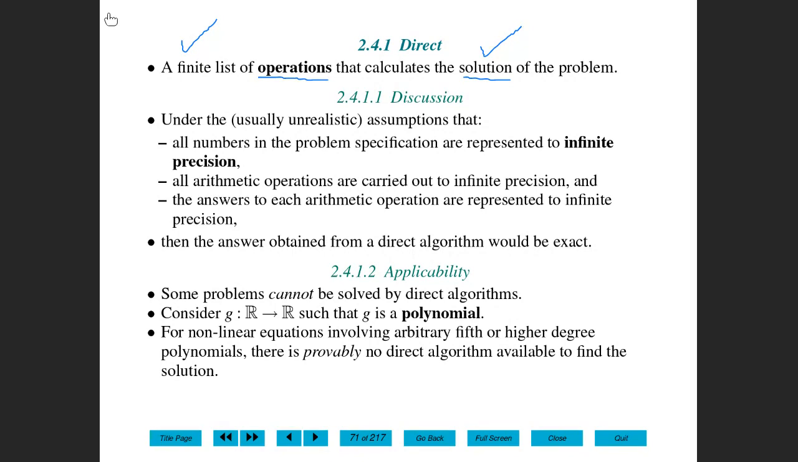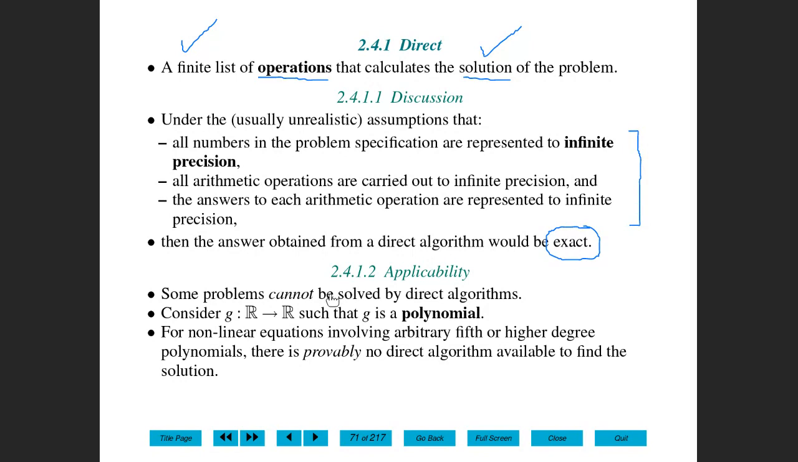And then, if you follow all this, for example, the numbers are with infinite precision and you are carrying out the arithmetic operations with infinite precision, then one thing is good: you will get your answer as exact. But the cost associated with that is what we call exorbitant, which is too much. So practically, this algorithm is not really helpful.